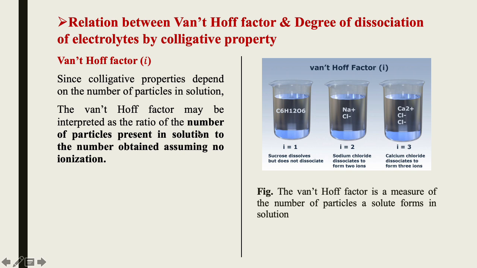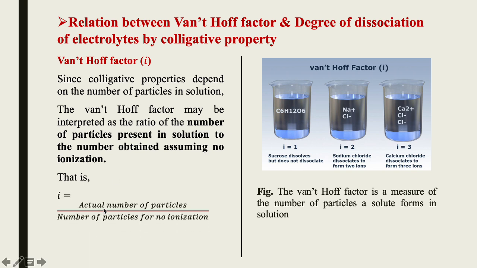You can put this expression in mathematical form. So you will get i equal to actual number of particles divided by the number of particles for no ionization. For sucrose it's no ionization, a single entity only, so both are 1, and that's why the i value is 1. For sodium chloride the actual number of particles is 2, divided by the number of particles with no ionization, which is 1, so 2 by 1 is 2. And here it is 3 by 1, so the i value is 3. This is the Van't Hoff factor equation.